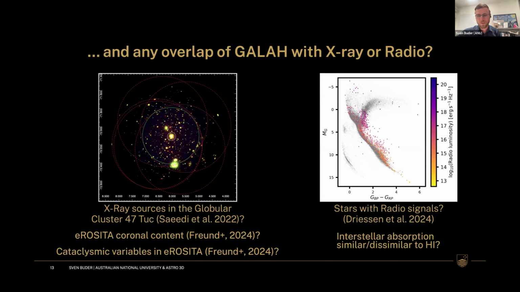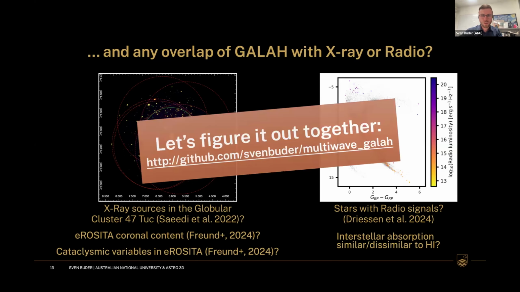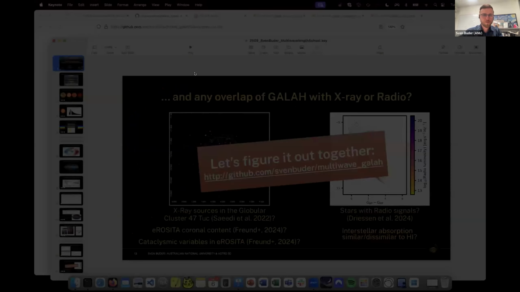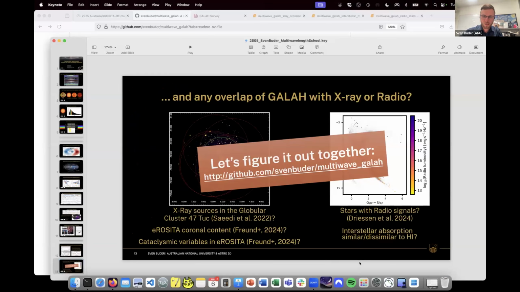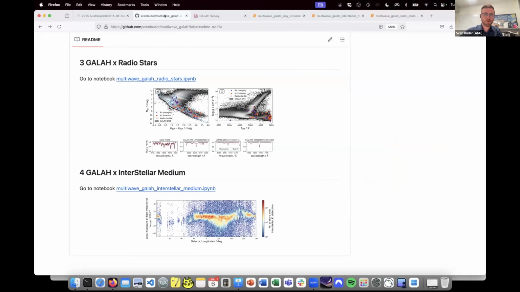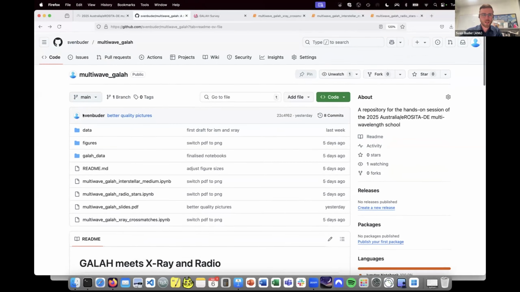And last but not least, there's a lot of stuff to do with the interstellar absorption that we see in hydrogen and potassium. So without further ado, I'm just going to switch over to the other notebook. And for those of you who have seen or opened the link, this is what it looks like. It's a GitHub repository.